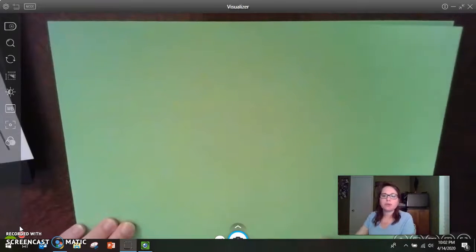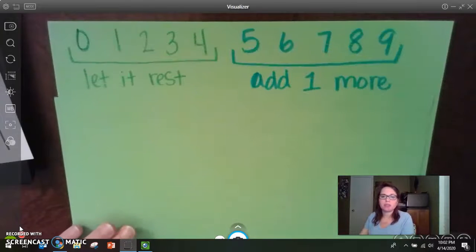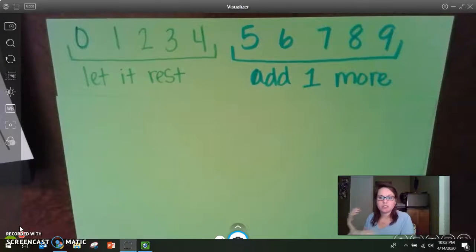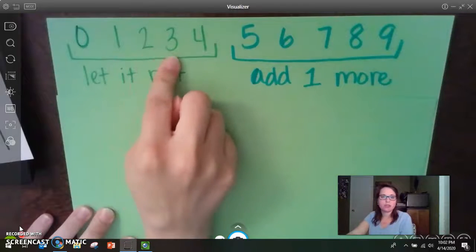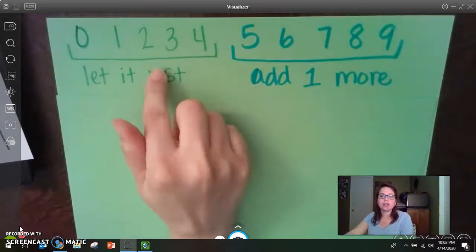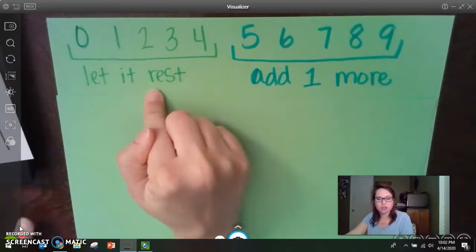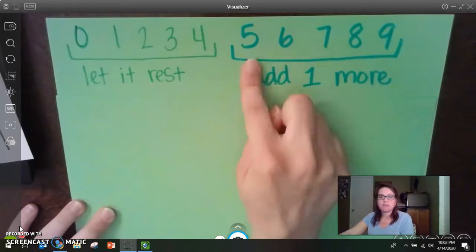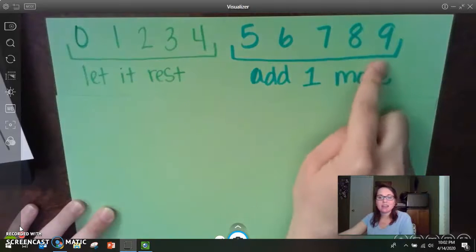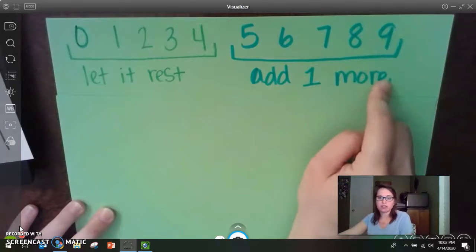Okay, so in order to round, we need to remember a little strategy. If a number in our rounding is 0, 1, 2, 3, or 4, we're going to let the number rest. And I'll show you what that means here in a little bit. And then 5, 6, 7, 8, 9, that means we're going to add one more to the number.